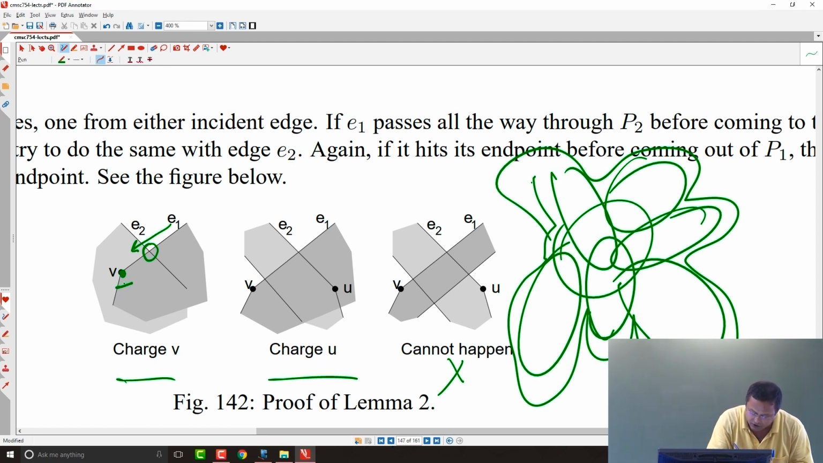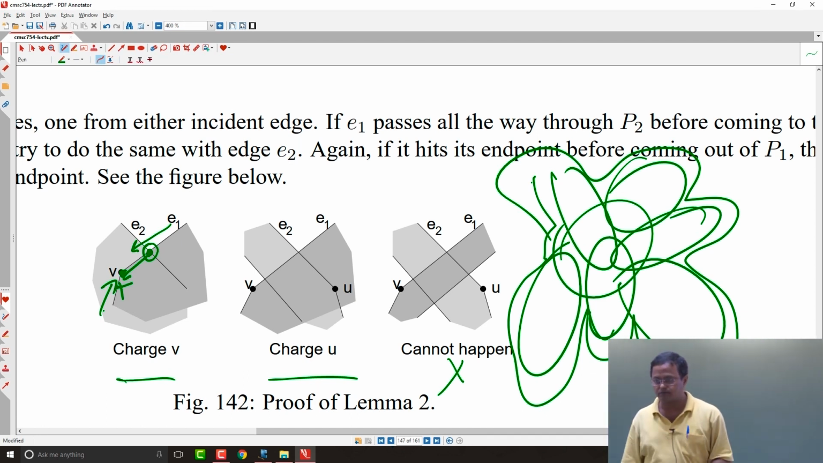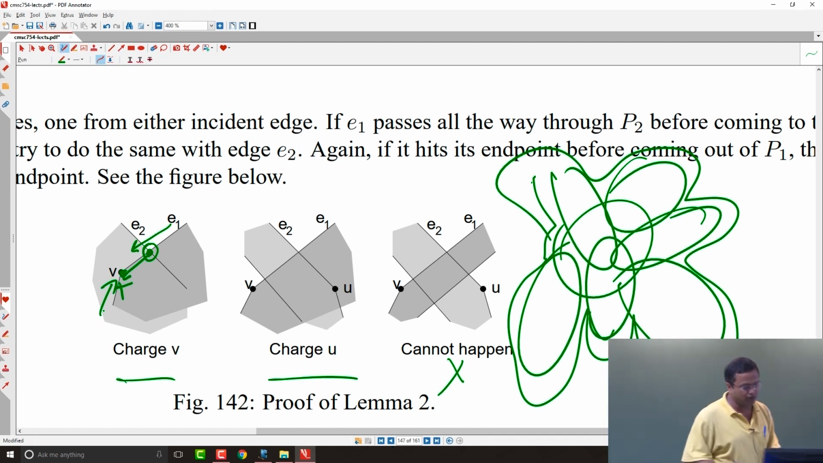So, charge this vertex, put a charge on this vertex. What has happened is you have transferred the charge of this vertex to this one, and mind you this was a vertex of your original polygons. How many such charges can one vertex have? It can have only two such charges, agreed? That was one way of counting.